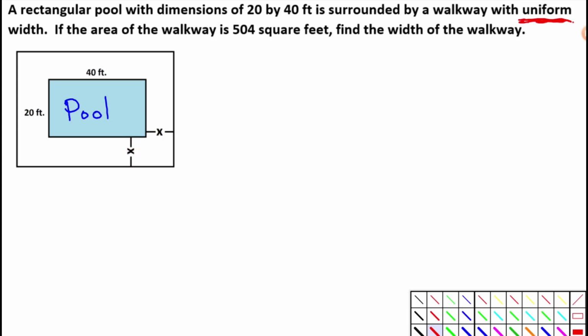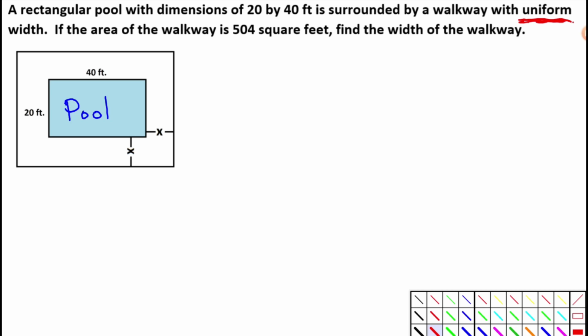Let me write that. If the area of the walkway is 500 square feet, find the width of the walkway. All right, so what we're trying to do in this problem is to find the width of this little walkway. Now, there's a couple ways you can do this, but the first way I look at this, I'm like, you know what, I should probably break this into little pieces. So I'm going to write this down.